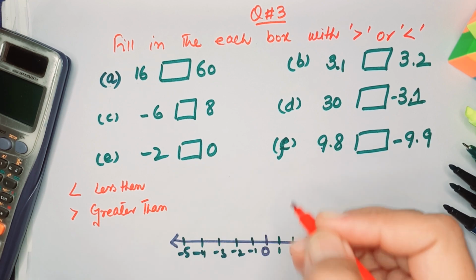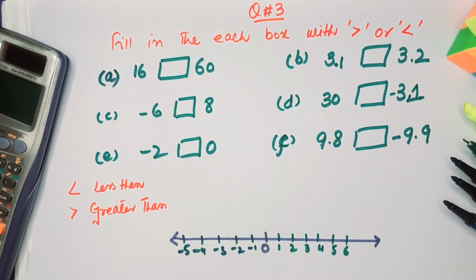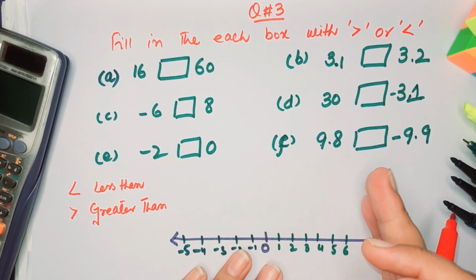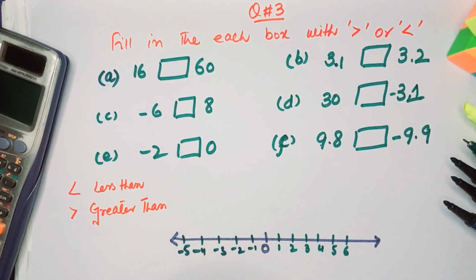Dear students, for this let us look at the numbers on the number line. Here you can see on the right side of the 0 we have the positive numbers, and on the left of the 0 we have the negative numbers. The numbers are increasing over here, like 1, 2, 3, 4, 5, 6. And on the negative side, the numbers are decreasing because the numbers are -1, -2, -3, -4, and so on.